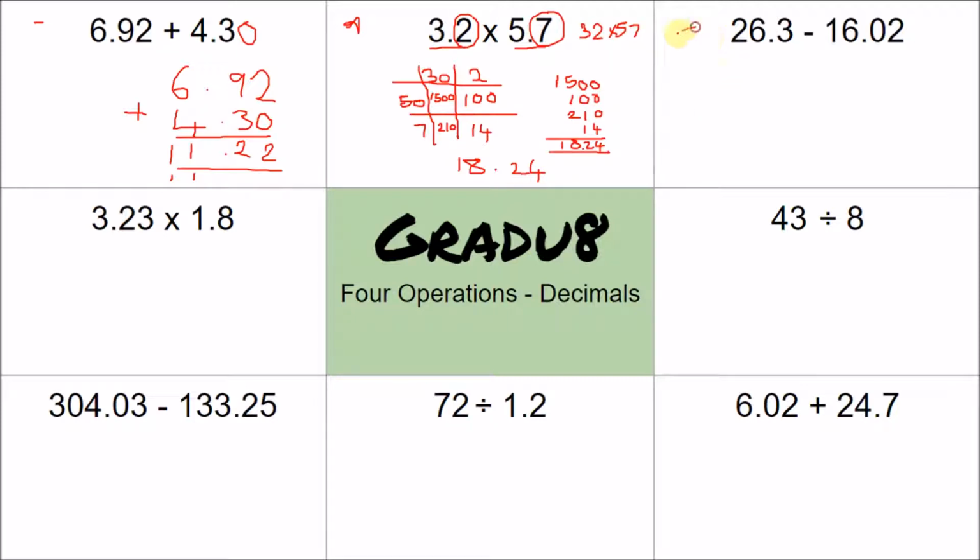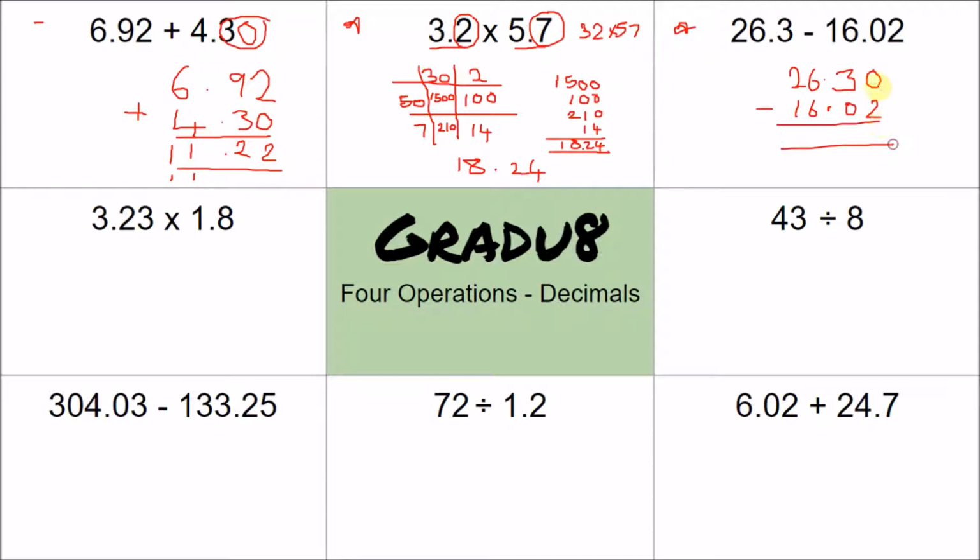Okay, subtraction question then, nice and easy on this one. You've got 26.3 take away 16.02. Just like you did on this question over here earlier on, we added in a 0. Okay, I'm going to go back to this one and I'm going to add a 0 in here. Okay, that's going to make that question a little bit easier.